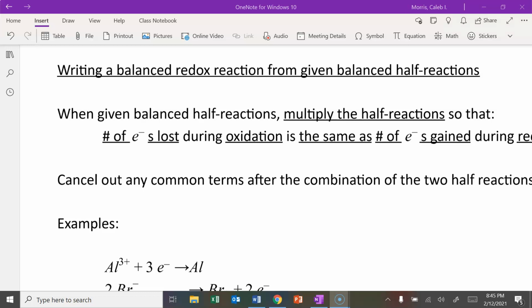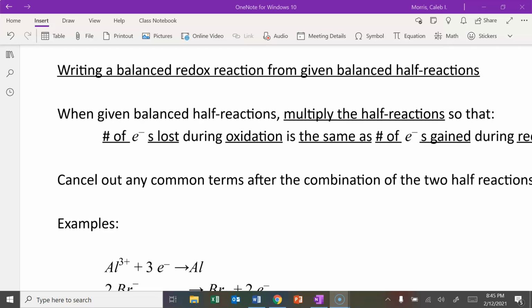Okay, let's start out by looking at what we would do if we already had our half reactions. We just want to balance it out, okay? Because we're getting ready to learn how to do this. If I'm just giving you a chemical reaction, I say that it's a redox reaction, and you just need to decide how to balance it. But we're taking it in steps.